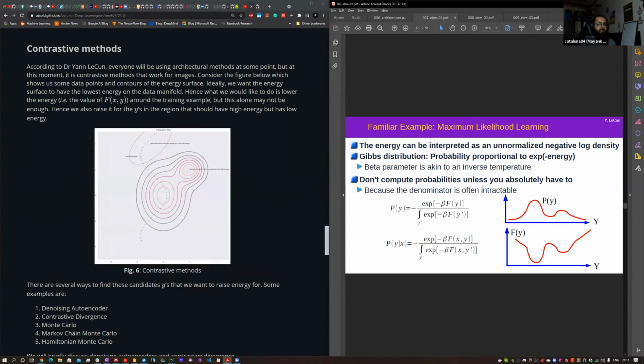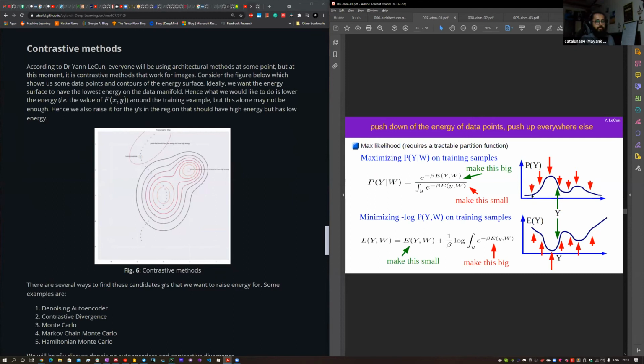This was an example with respect to maximum likelihood learning and how we push it. The partition function here.